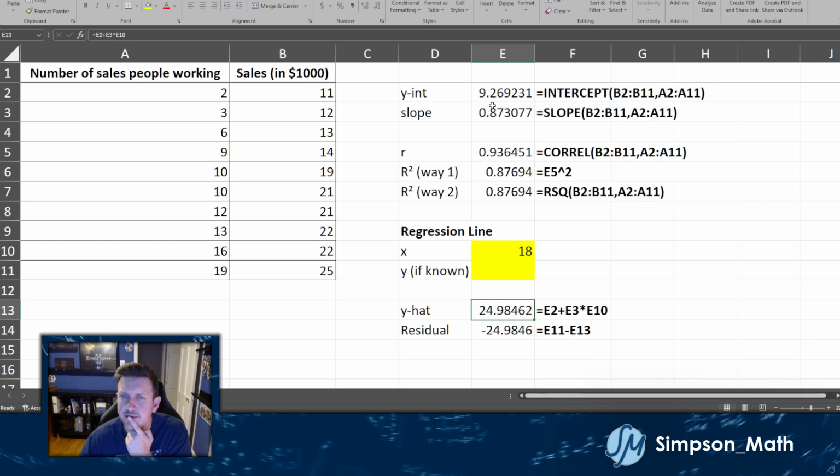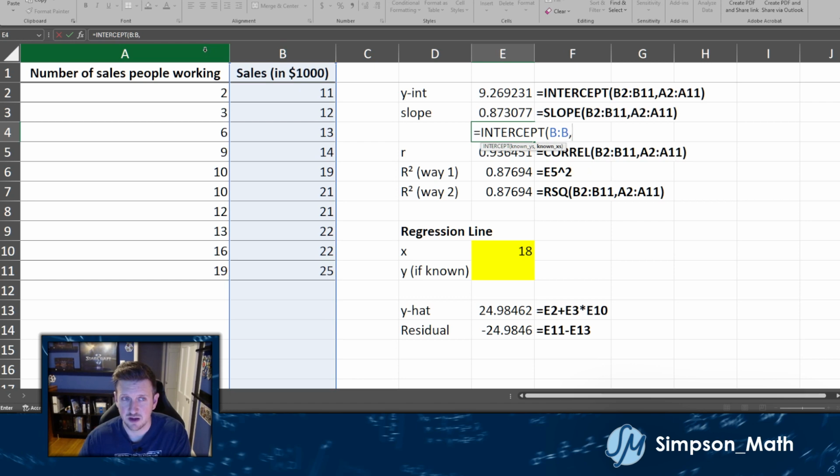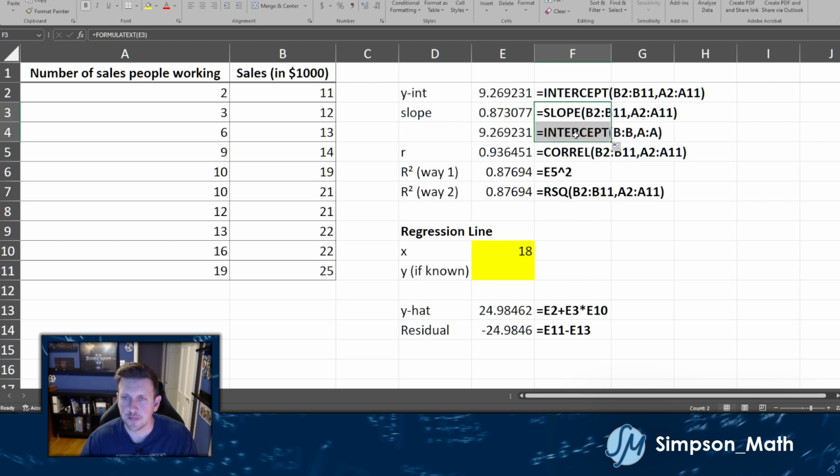Sorry, inspiration just struck me. My question is, can I get the intercept of all the B's, comma, all the A's, and will it ignore those things? Yeah, it'll do that. So that's a nice option. I could change that to be, let me scooch this down so you can see this. What I'm doing here is using the whole column of B, comma, the whole column of A.